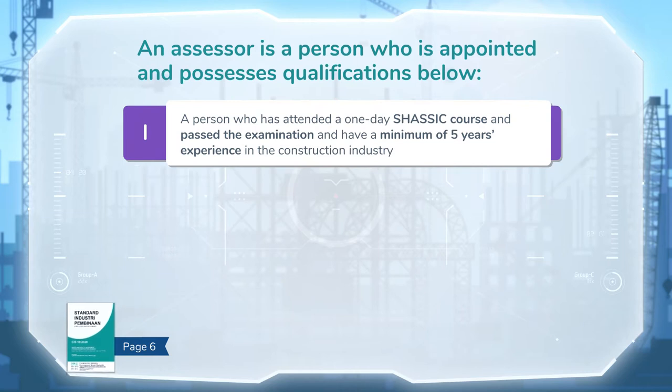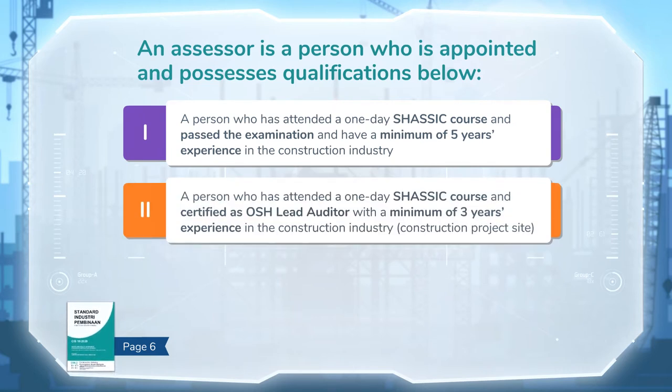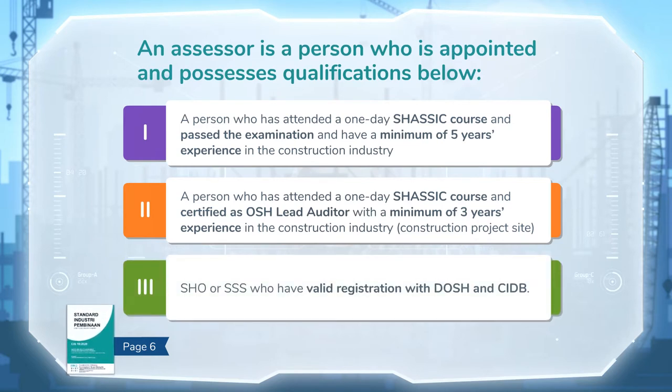A person who has attended a one-day SHASSIC course and passed the examination, and have a minimum of 5 years' experience in the construction industry. Or, a person who has attended a one-day SHASSIC course and certified as an OSH lead auditor with a minimum of 3 years' experience in the construction industry, specifically in construction project site. Or an SHO or SSS who has a valid registration with DOSH and CIDB.